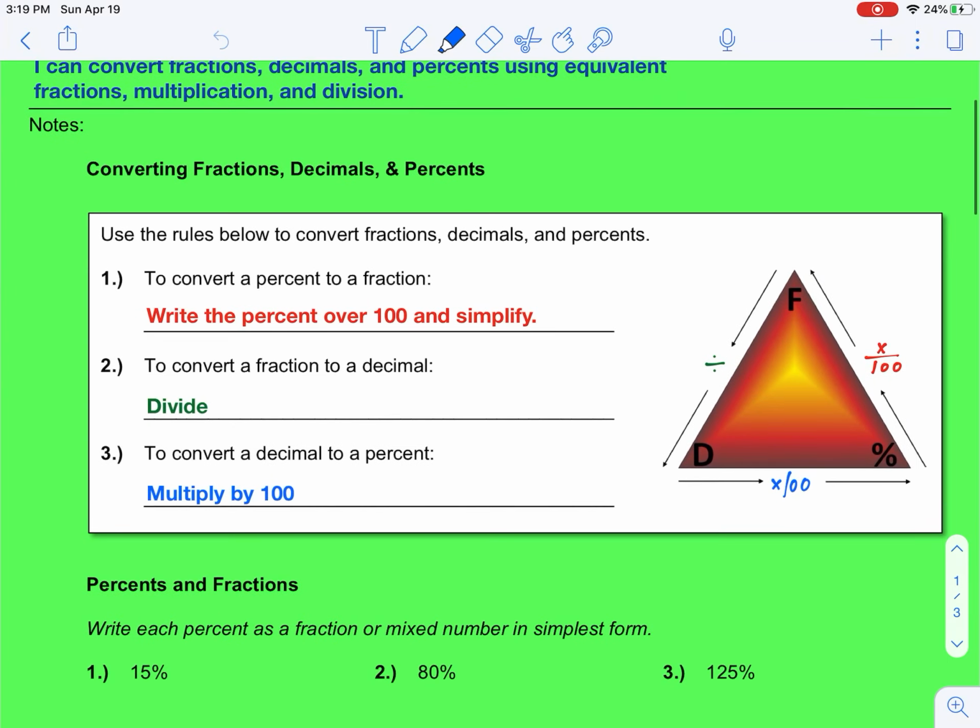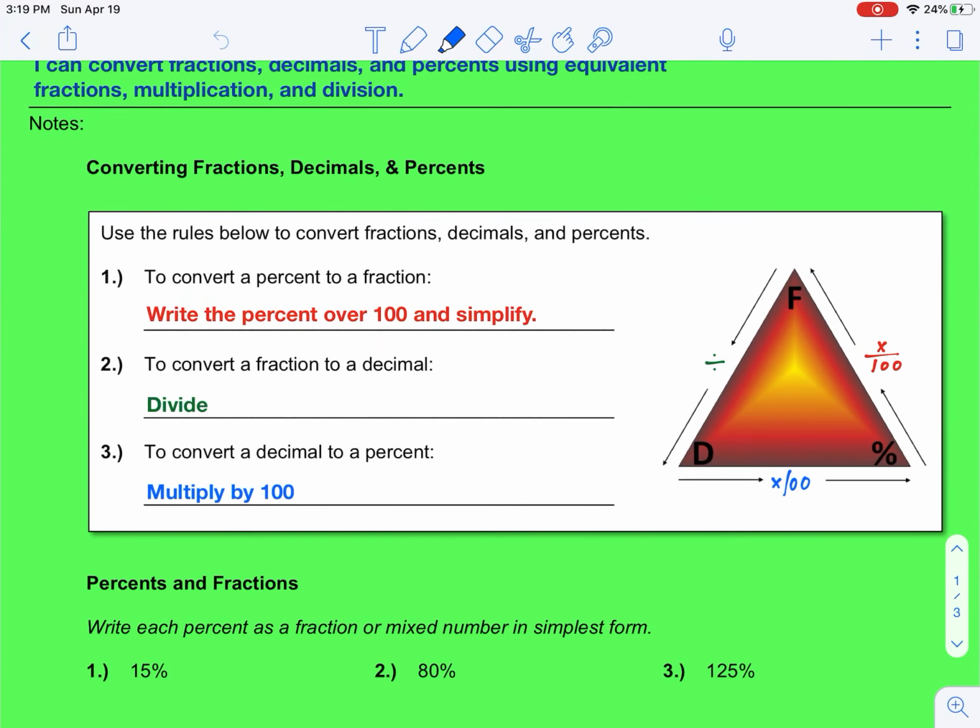The first thing we have is this nice little graphic organizer. You'll see a triangle on the right. The triangle has a percent symbol in the bottom right-hand corner, an F on the top that stands for fraction, and a D on the bottom left that stands for decimal. Today, we are only going to be worried about number 1. Number 1 is the only thing we're going to be worried about today. It is talking about converting from a percent to a fraction.